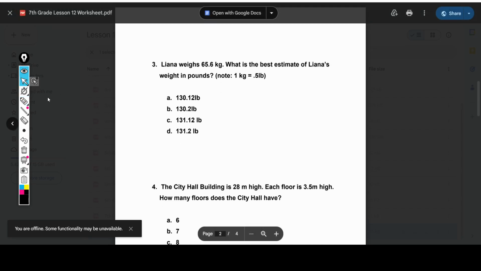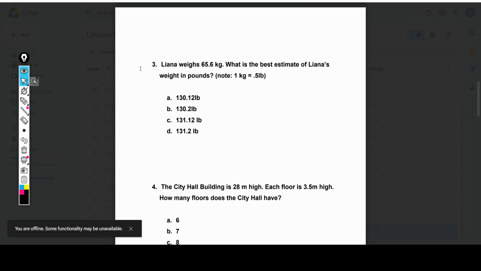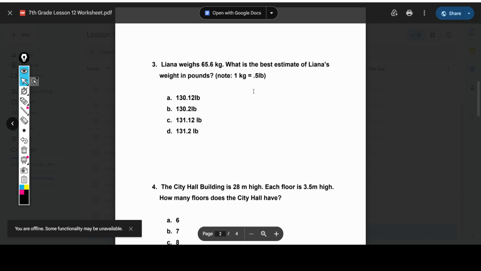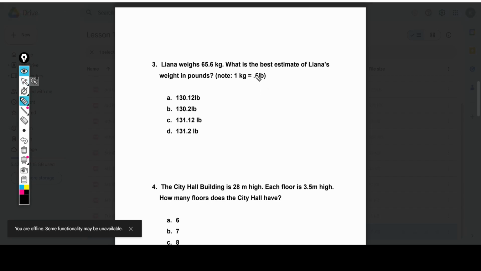And then for our next question, we have Liana, who weighs 65.6 kilograms. And so we want to estimate her weight in pounds. And 1 kilogram is 0.5 pounds. Now that's actually incorrect. 1 kilogram is 2 pounds. It seems the author of this question wrote that incorrectly. It should be the other way around. 0.5 kilos or kilograms is equal to 1 pound. So we'll use this one instead because this is blatantly false.